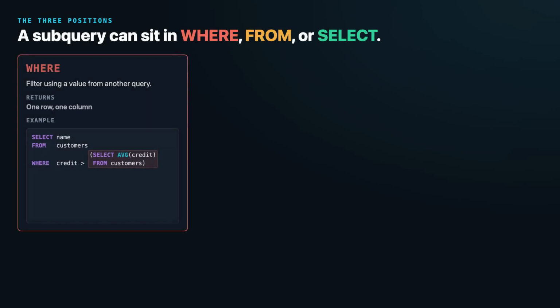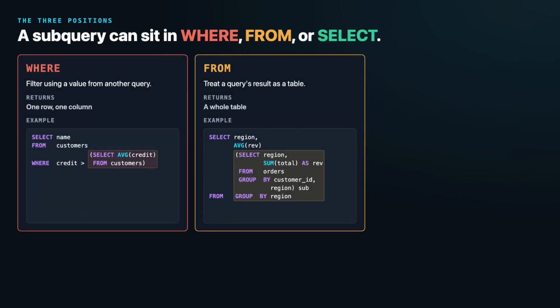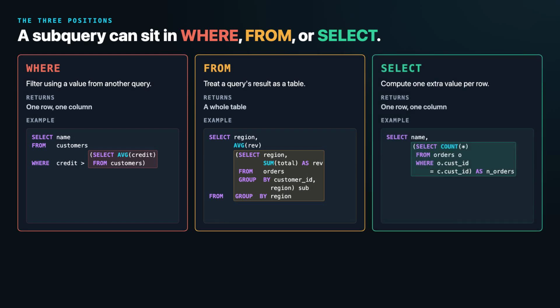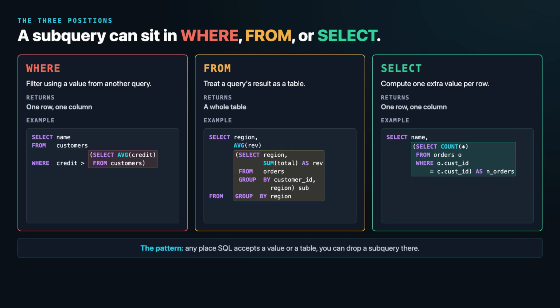Subqueries can show up in three places. In the where clause, returning one number to filter against. In the from clause, returning a whole table you can join or aggregate. And in the select list, returning one extra value per row of the outer query. The pattern is simple. Anywhere SQL accepts a value or a table, you can drop a subquery there.